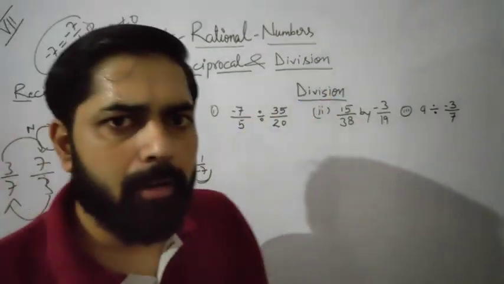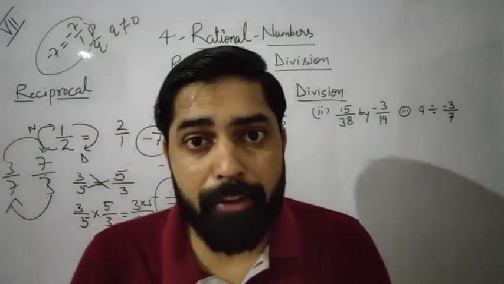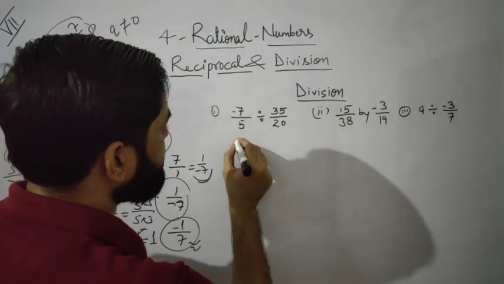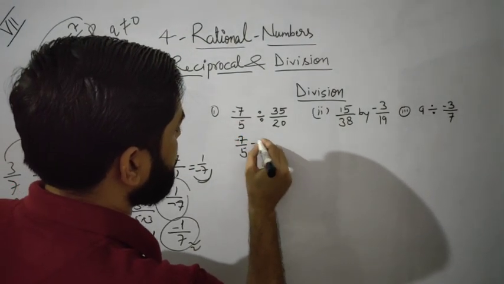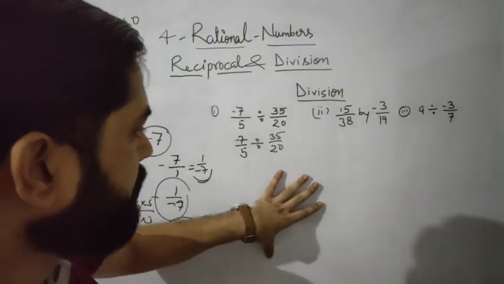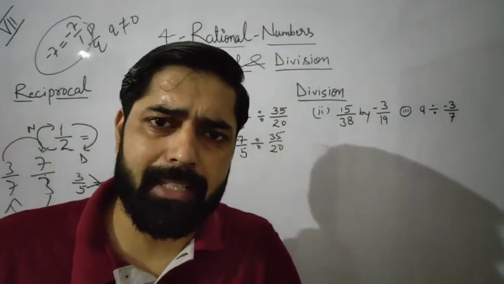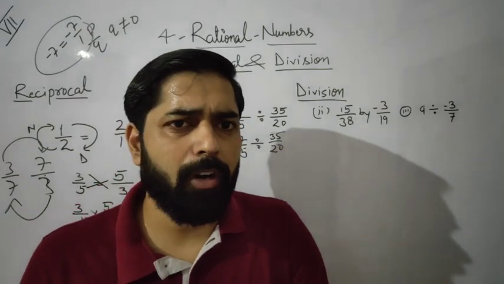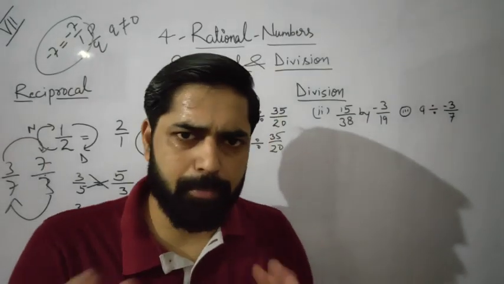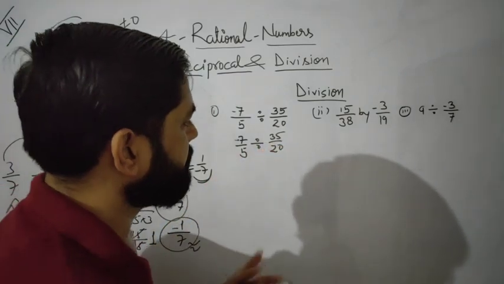Now division. How is reciprocal related to division? Because without the reciprocal of a fraction we cannot solve the division. Look here: what is given is minus 7 upon 5 divided by 35 upon 20. You also solved fraction division in previous classes, so I think most students know how we can solve the division of rational numbers and fractions. Both processes are the same here. So minus 7 upon 5 divided by 35 upon 20.